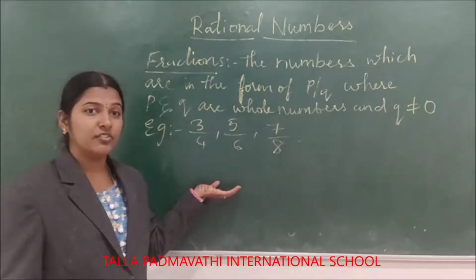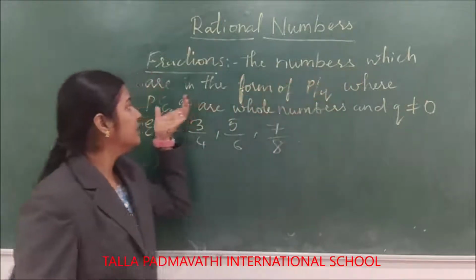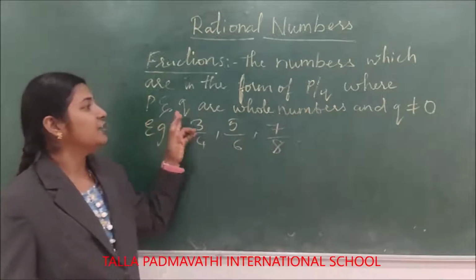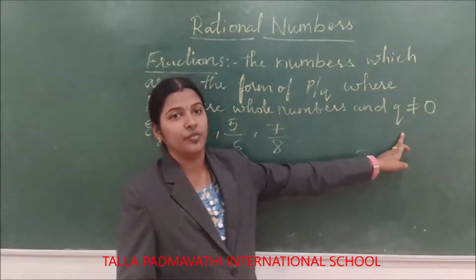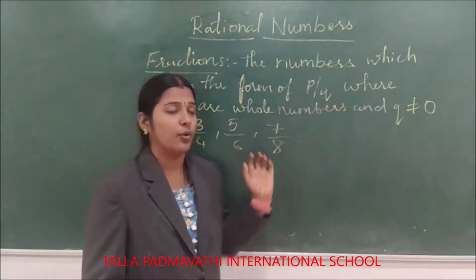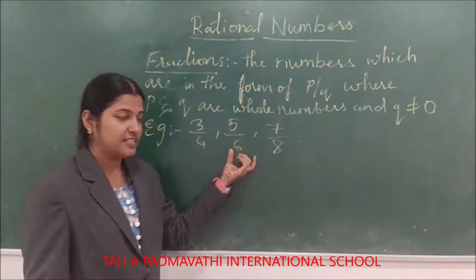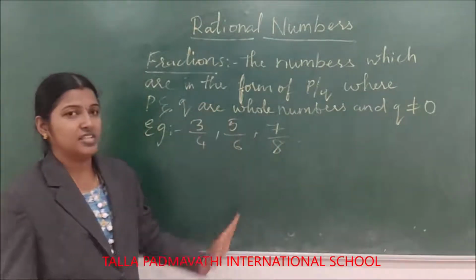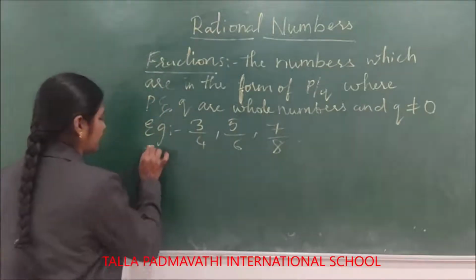You already know children, fractions are the numbers which are in the form of P by Q, where P and Q are whole numbers and Q is not equal to 0. Q should not be equal to 0. Example you can see here 3 by 4, 5 by 6, 7 by 8 and so on. These are fractions. Then what are rational numbers? Just see what are rational numbers children over here.